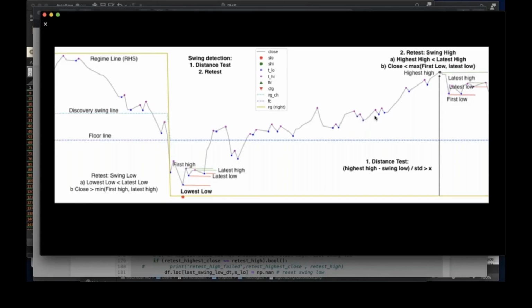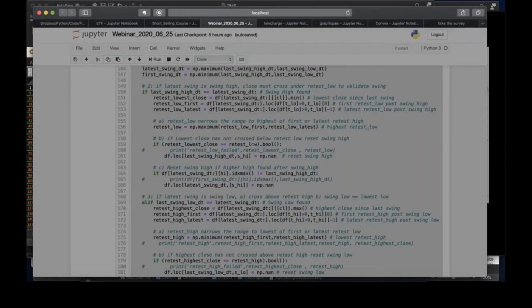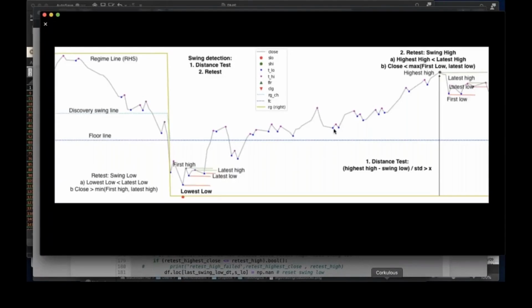And then there's something called runaway. But all of it is taken care of in the code. In the code, what we have here, this is pretty much an expression of that. We look at the latest one and this. So those retests, they happen quite frequently. In and of themselves, they don't have much statistical significance.